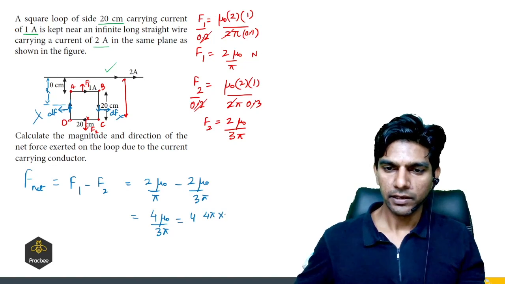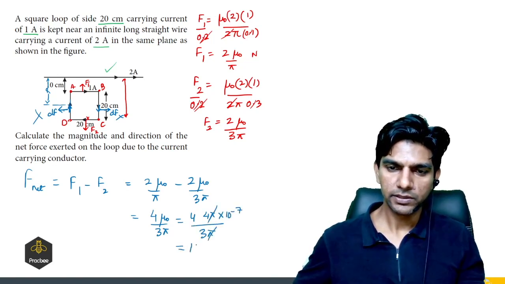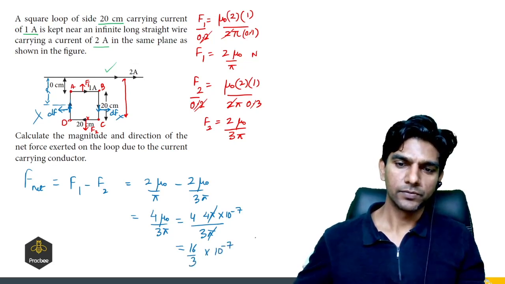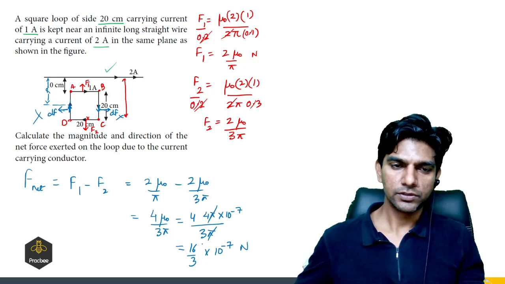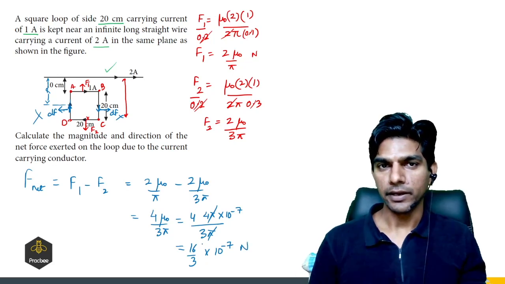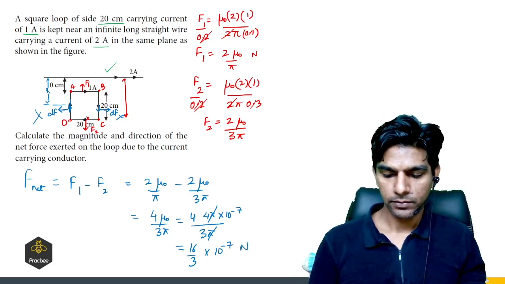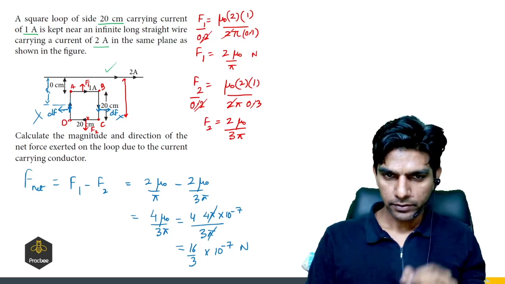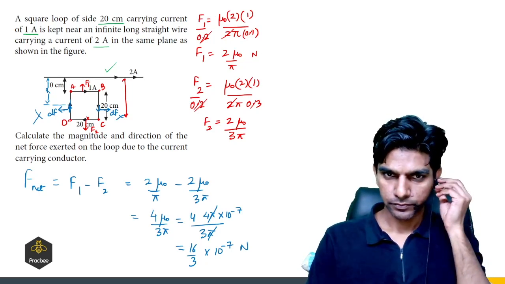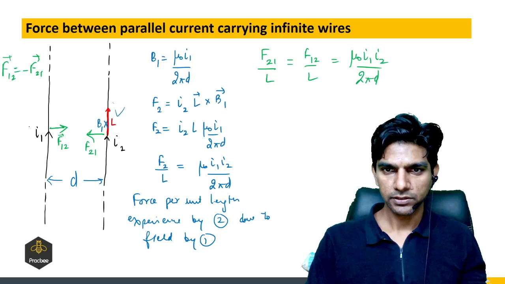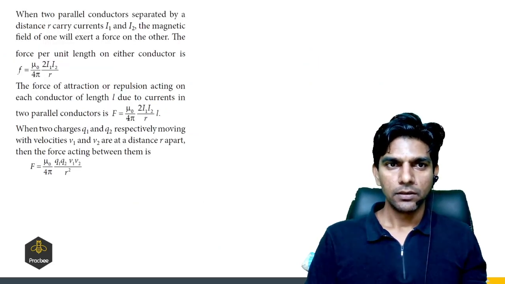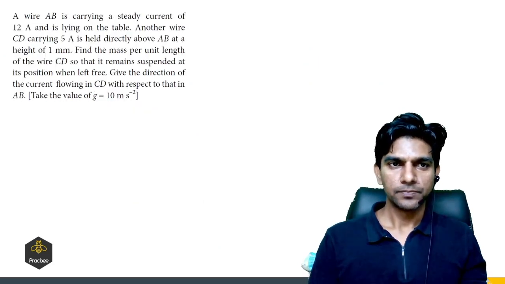pi times 10 raised to power minus 7 divided by 3 pi. So this comes out to be 16 by 3 into 10 raised to power minus 7. So that is the net force on the loop, and it will be an attractive force. Right? So it will be in the upward direction. Okay, right. So now we know these concepts. This is already discussed.